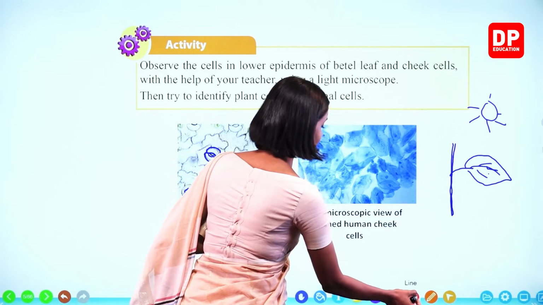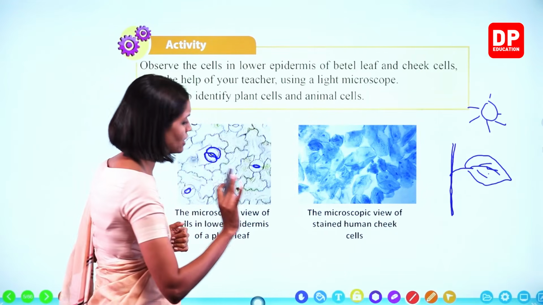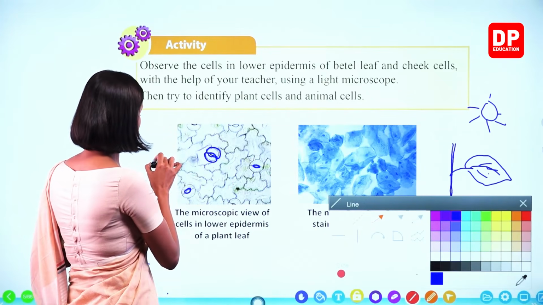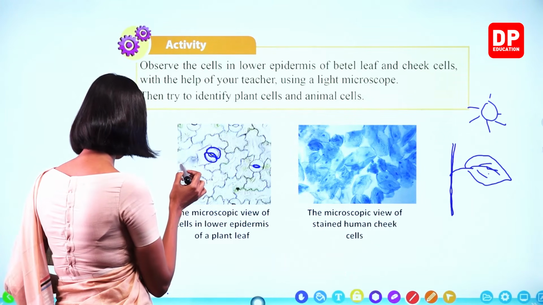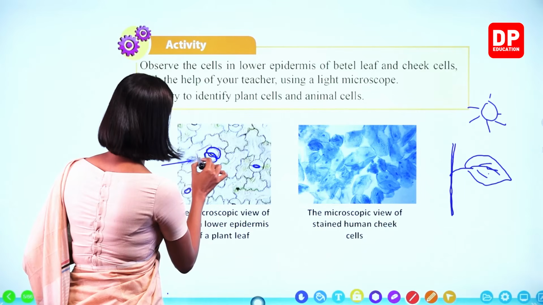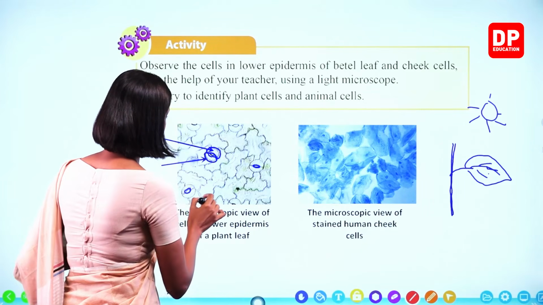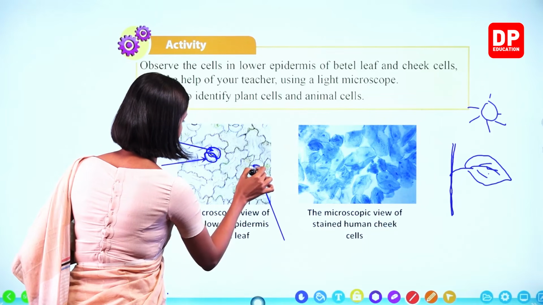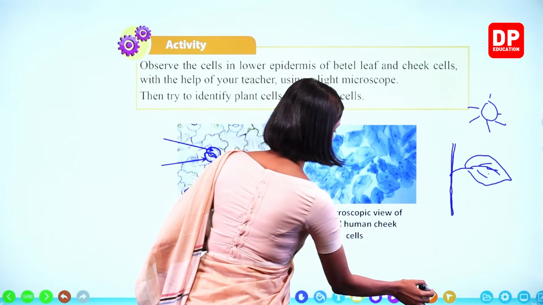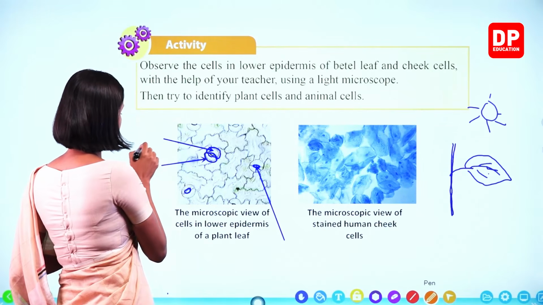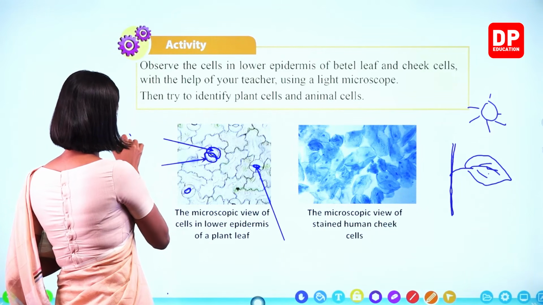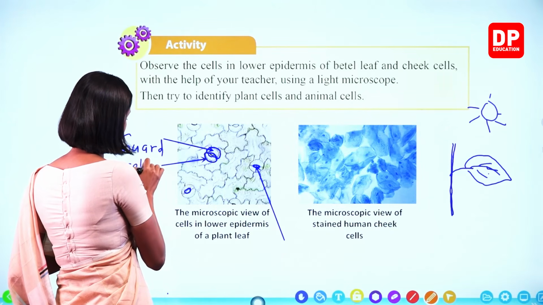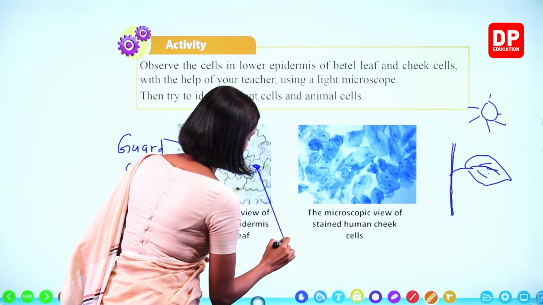We'll simply label. Remember, you don't need to memorize to label any of these things. Just for extra knowledge, I'm teaching these things. So these are known as guard cells. These are guard cells. And this tiny opening is called the stomata. Guard cells and stomata.